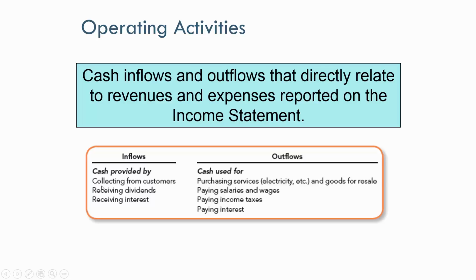Primarily what you're going to see is the collection from customers, and this relates directly back to the income statement, which is the revenue source. We are going to use it up for expenses, think of electricity, and we are also going to use it up paying our salaries and wages, paying the income tax. We had income tax expense, we had interest expense. So again, the inflow here relates primarily back to revenues, and the outflows relate back to something we called expenses.